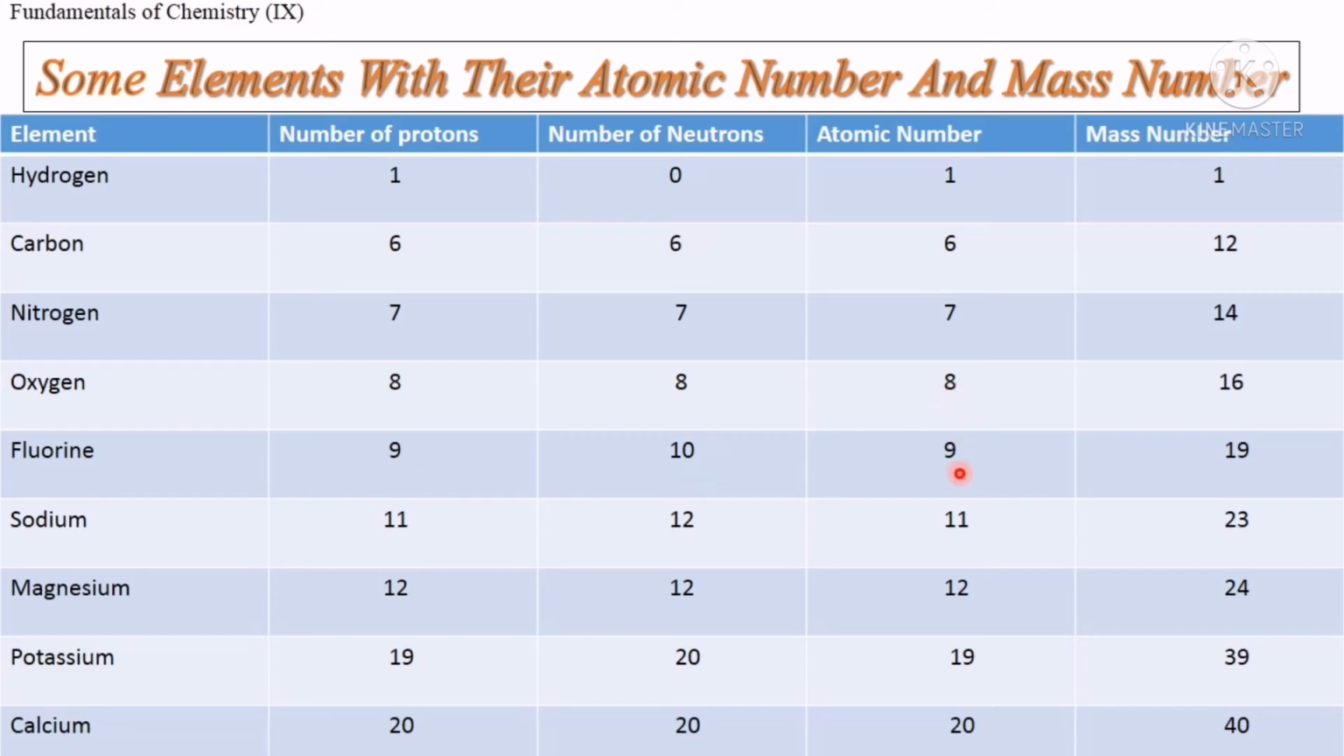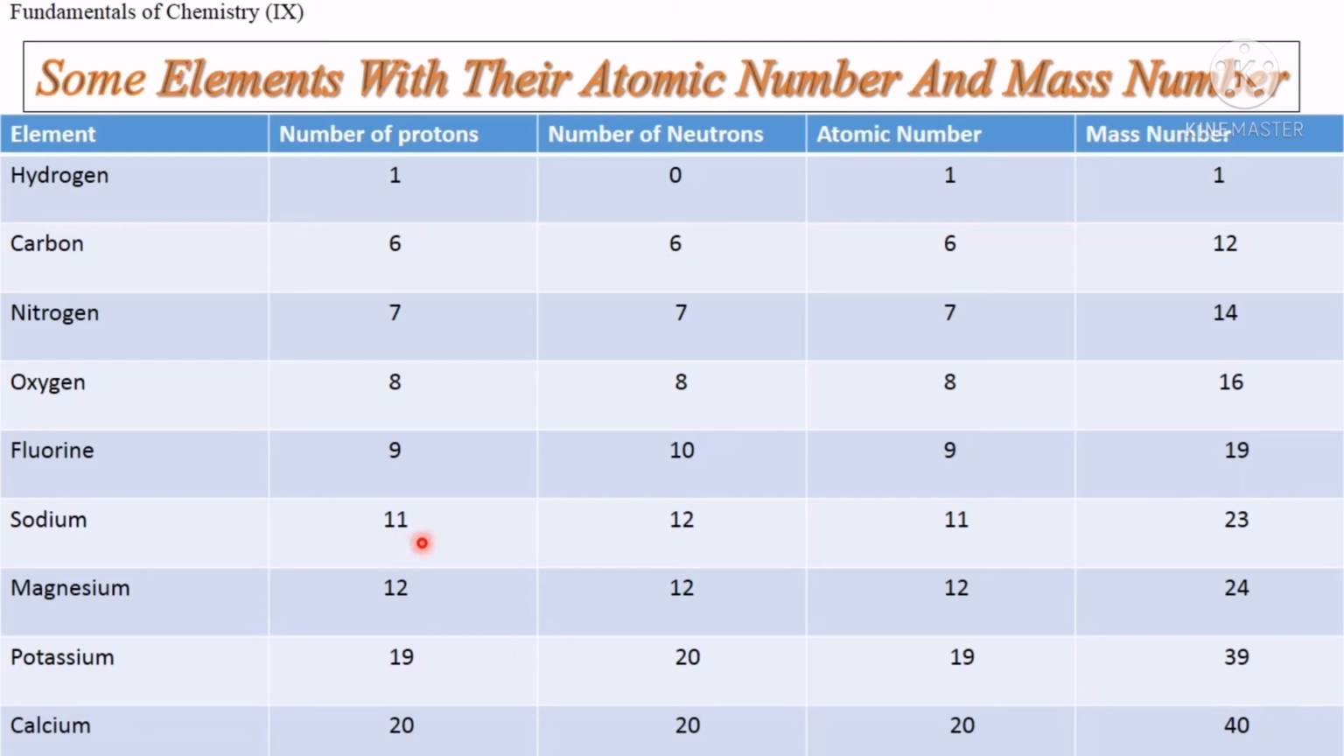So its atomic number will be equal to the number of protons, 9. So 9 is the atomic number of fluorine, and the mass number is equal to the sum of the proton number and the neutron number. So 9 plus 10 is equal to 19.